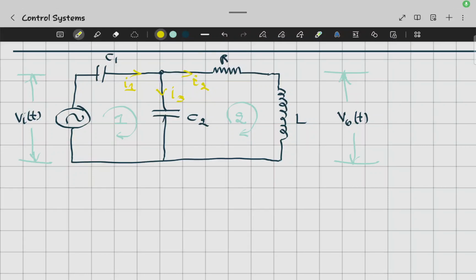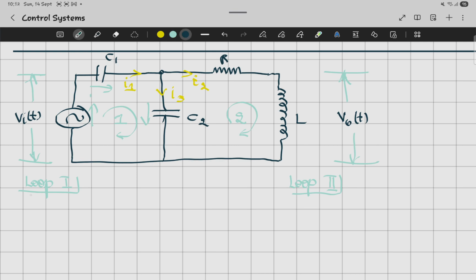You are tasked to solve this question. Okay, so now what we always do, you can clearly see we have loop 1, loop 2. Okay, and the equation for loop 1 is going to be the voltage across will be equal to the sum of the voltages inside the circuit.